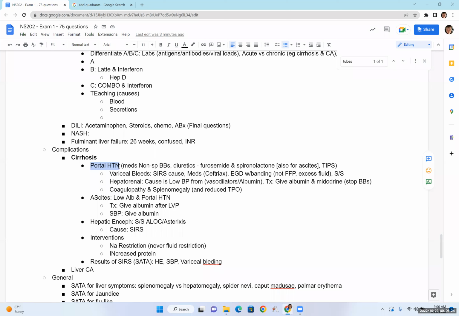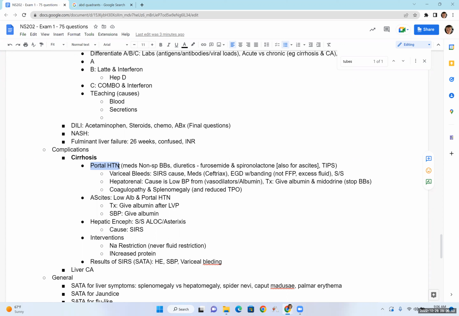All right, so portal hypertension. In the meantime, before they bleed, how do we prevent it? What meds can we do? I mean, they already have cirrhosis. Cirrhosis is irreversible. How do we manage that? How do you prevent that from declining more? Yeah, nadolol, right? So we're getting non-selective beta blockers, right?